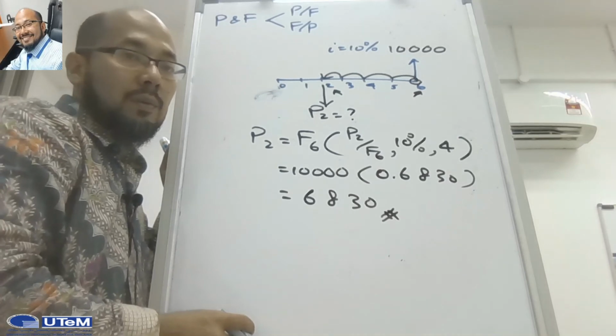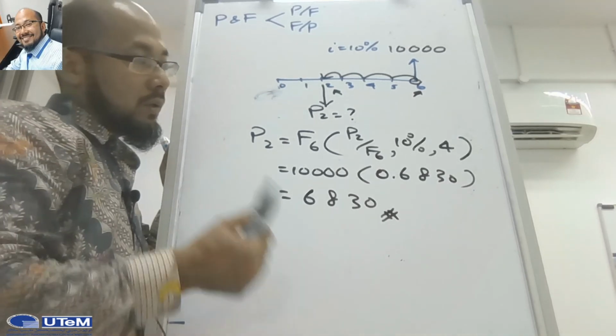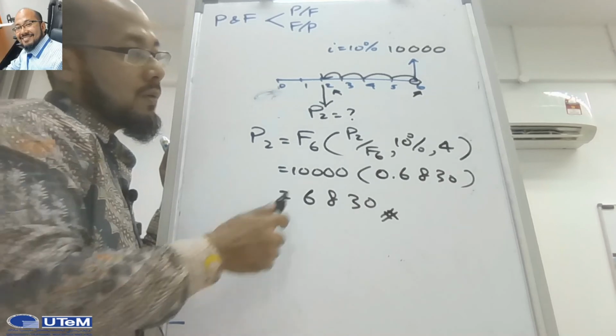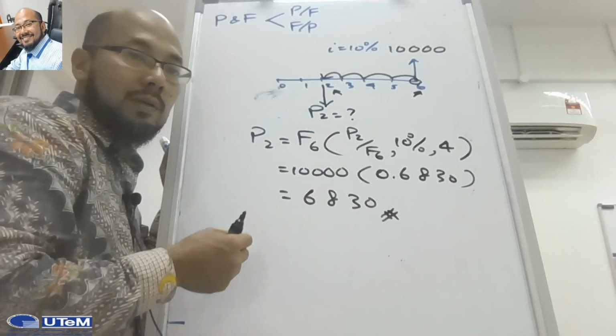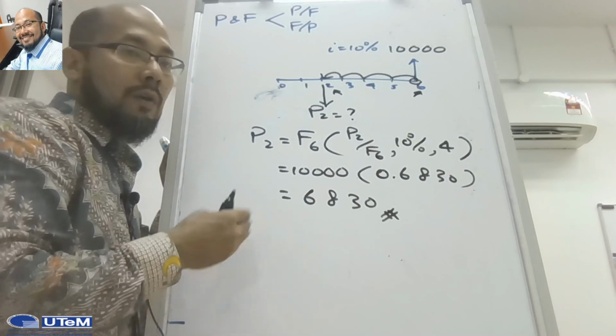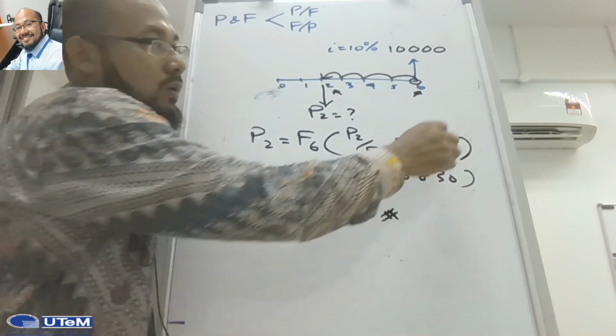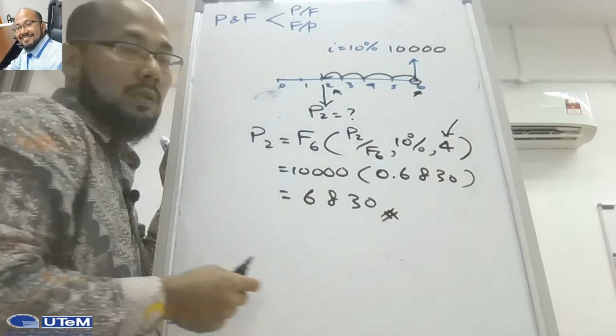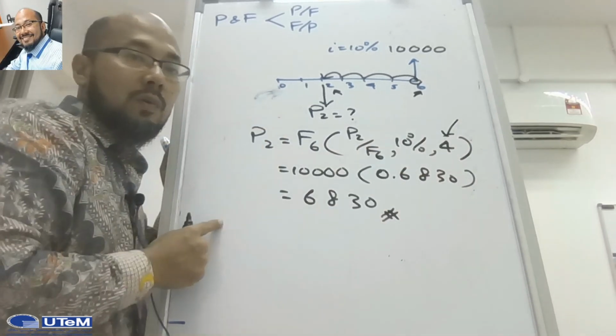So again, what we learn in this video session is that first, we must make sure that we write the correct standard factor notations, either P given F or F given P, and we must make sure that the time period is correct according to the cash flow diagram.